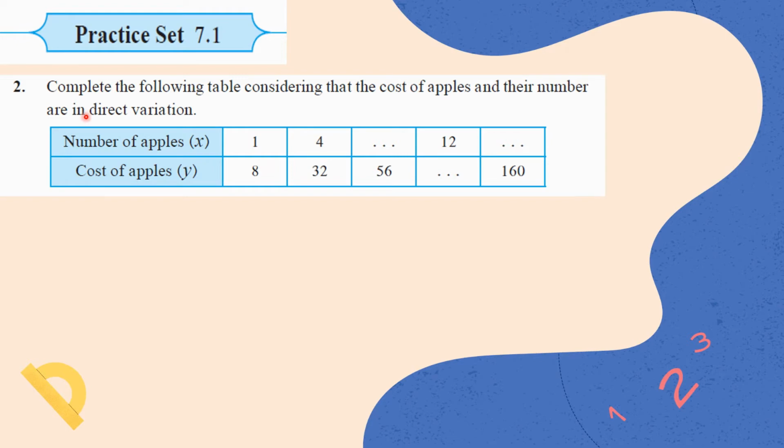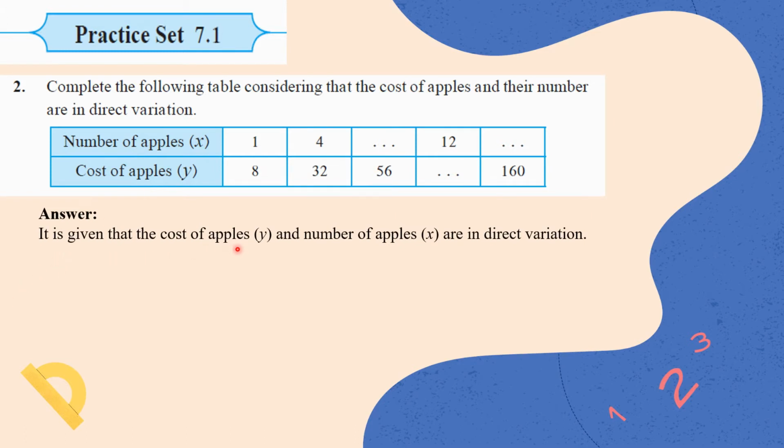Second question of practice set 7.1. You have to complete the following table considering that the cost of apples and their number are in direct variation. The number of apples is denoted as X, cost of apples denoted as Y. It is given that the cost of apples Y and the number of apples X are in direct variation. So in the form of symbol, this will be Y directly proportional to X. If we write it in the form of equation, it becomes Y is equal to KX, where K is called the constant of variation.